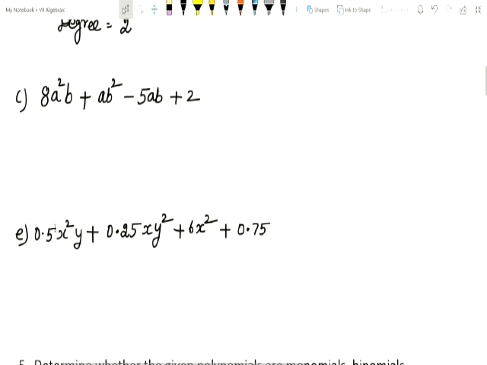8a square b plus ab square minus 5ab plus 2. Okay. You see here two variables are present. In this case, what you want to do children? You have to add the power first. Okay. See here a square. So a power 2, b power 1. So 2 plus 1 what you will get children? 2 plus 1 equal to 3. Sum of the powers you first find out.